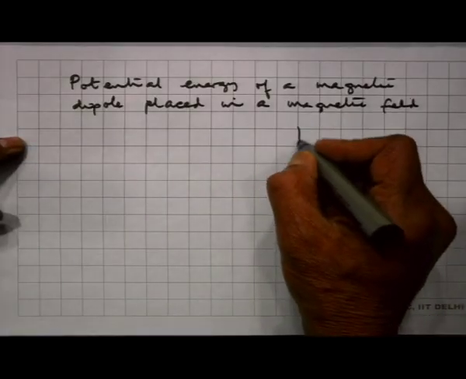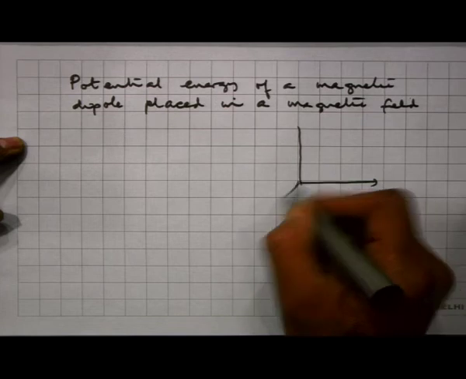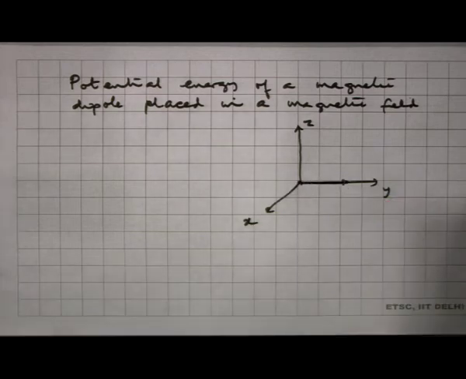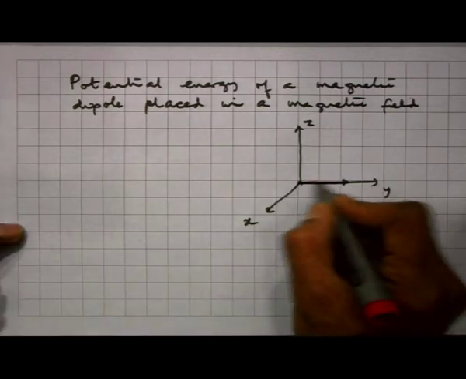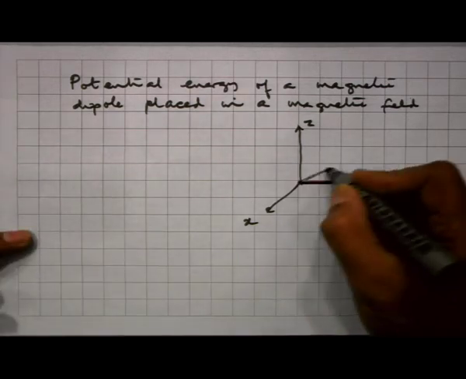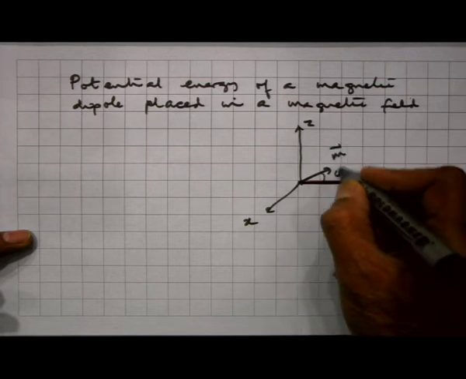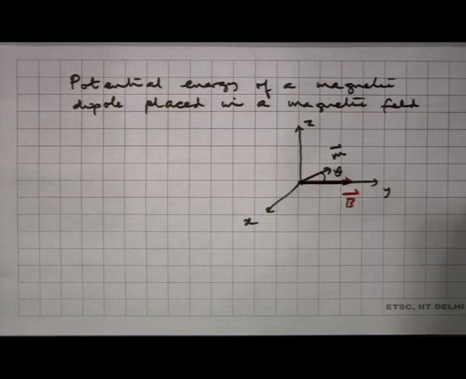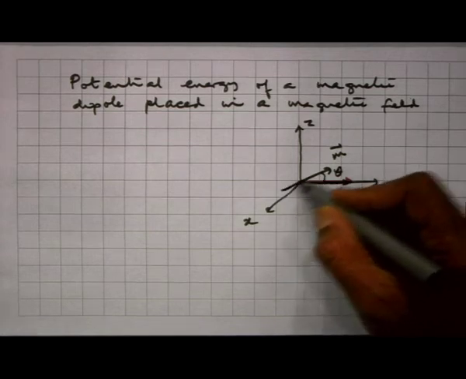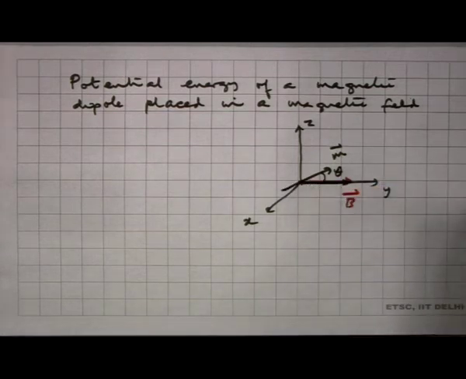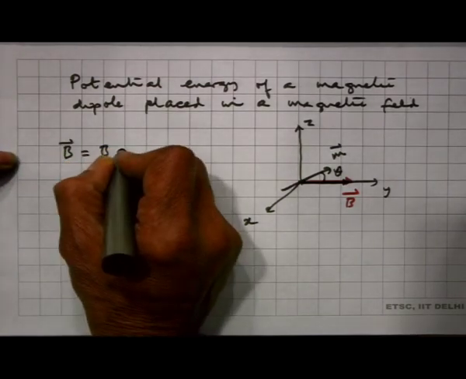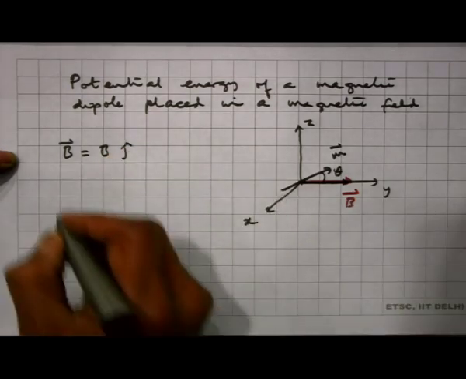So, let me take a particular axis: x, y, z. Let me assume a magnetic field like this. So, B field is like this, and let me assume a dipole placed like this, making an angle theta with the magnetic field direction. So, the current carrying coil is like this to give a magnetic dipole moment. There is the magnetic dipole which is pointing at an angle theta with the magnetic field. So, what is the expression for the magnetic field? B is equal to B into j cap. It is along the y direction.